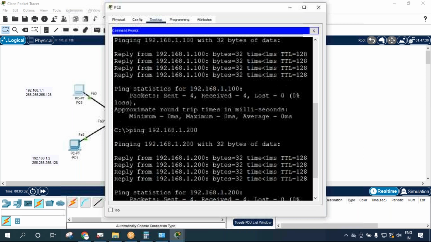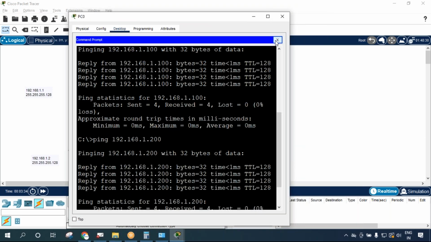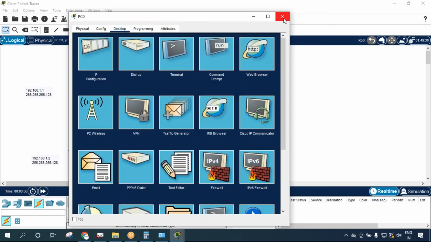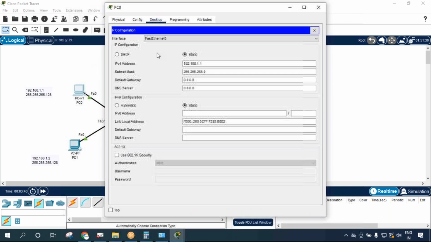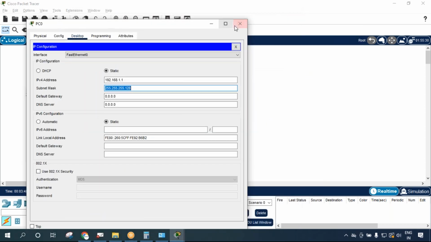So please go to the PC, my dear friends. First, see on the screen. Please click on this PC. Click on IP and change the subnet mask to 128 and copy that. Subnet mask is 255.255.255.128. Okay, and close this.